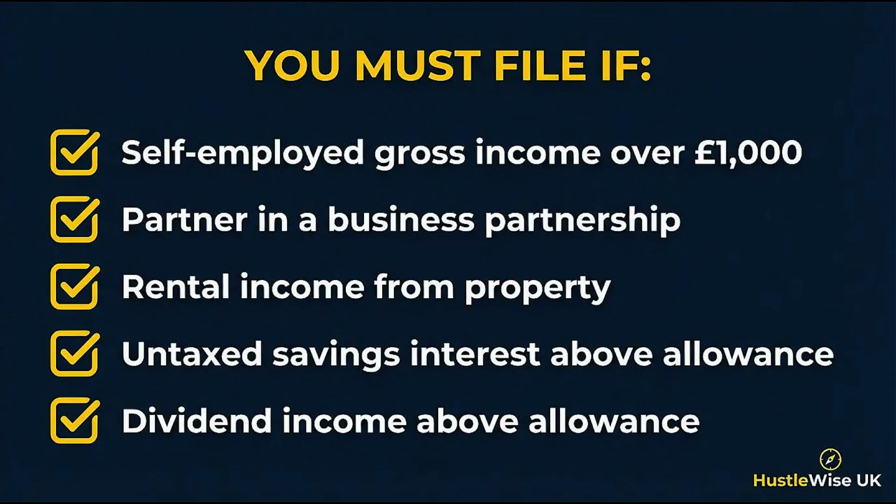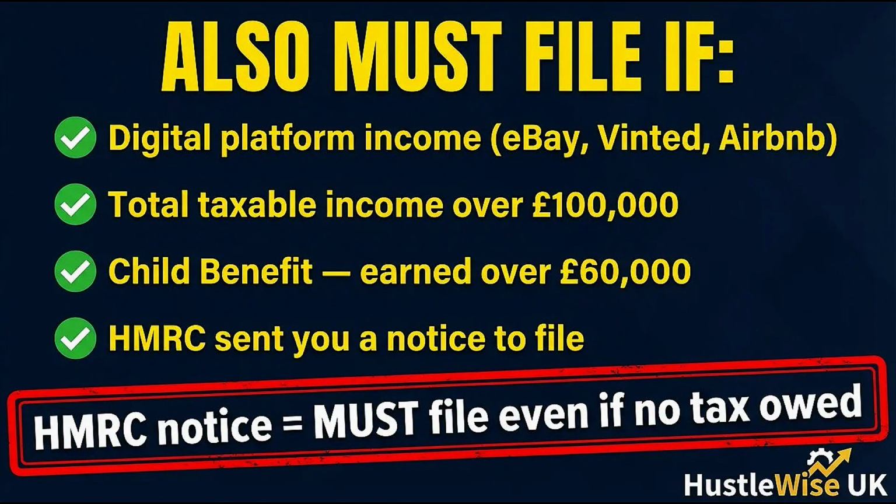Before you can file a self-assessment tax return, you must register with HMRC. When you register, HMRC will issue you a unique taxpayer reference called a UTR number. Your UTR is a 10-digit number. It is your personal tax reference and you will need it every time you deal with self-assessment.